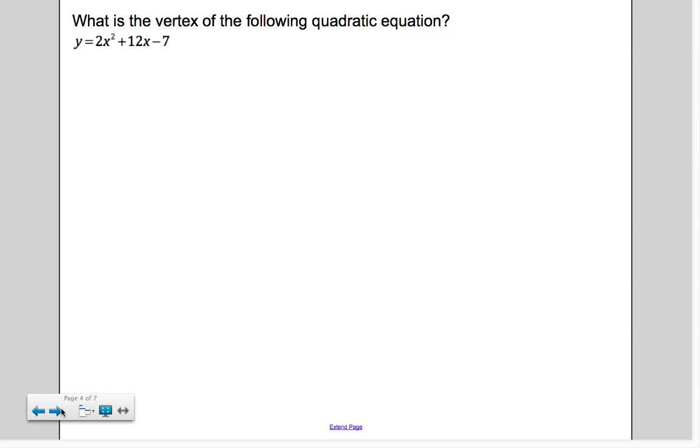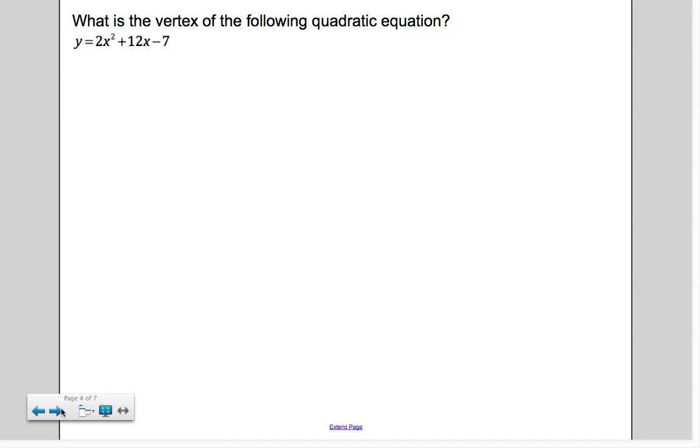No. Best I could do is 2 and 7, and that doesn't add up to 12. The next thing is 1 and 14. That gives me 13 at best. So I can't quite factor this. So maybe we'll try the perfect square trinomial. But the problem is that I have that 2 in front of the x squared. Pretty ugly. How can I get rid of that 2 somehow?